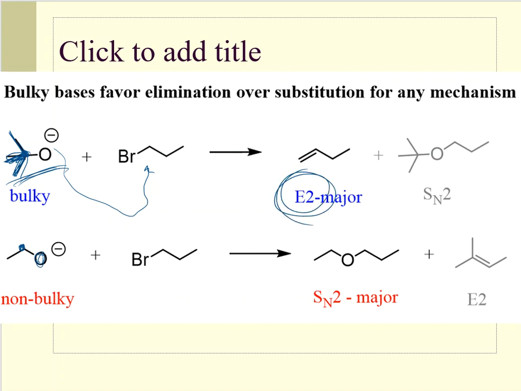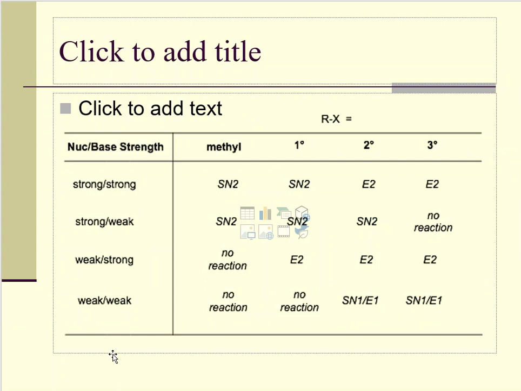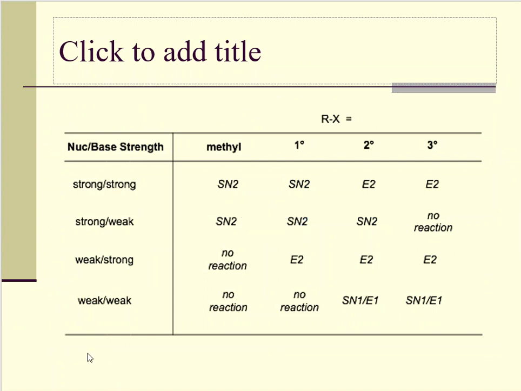And whenever we see this non-bulky base, this negative that's not really restrictive, that can actually go in here and kick out that bromine, then we do see a substitution happen at a higher rate and at a higher level. Here's another kind of summary chart that maybe you can write down. It might help you when the tests are concerned and the assignments are concerned.